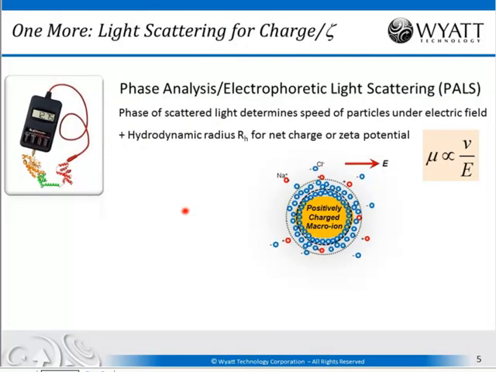There's a third technique that uses light scattering for analyzing macromolecules and nanoparticles, and that's phase analysis light scattering, or electrophoretic light scattering. What we're doing there is applying an electric field and observing the motion of the molecules under the applied electric field. Through essentially Doppler analysis of the light scattering, we're determining the speed of the molecules and dividing that by the applied field, and we get a measure called the electrophoretic mobility. If we combine the mobility with the information on the size, the hydrodynamic radius, we can calculate what's known as the zeta potential, or the net charge on the molecule.